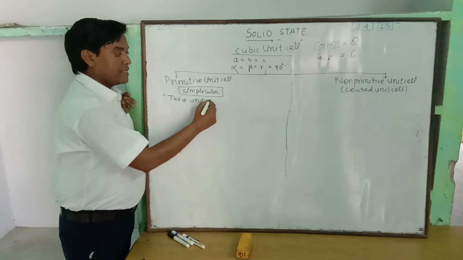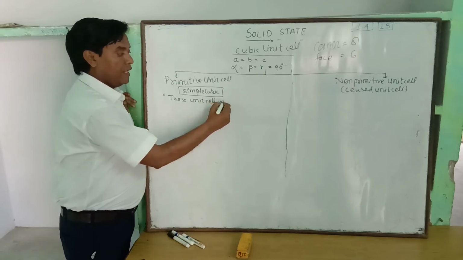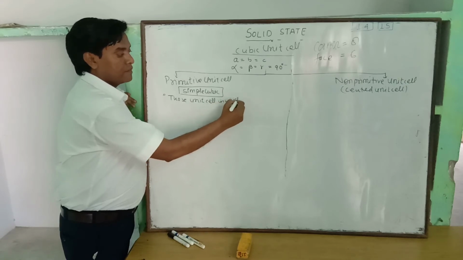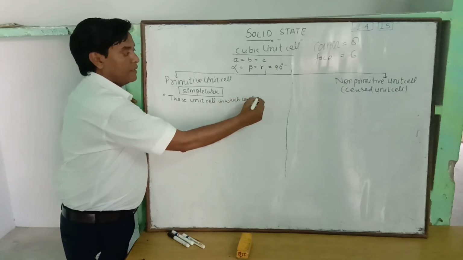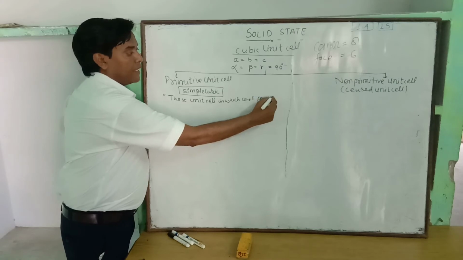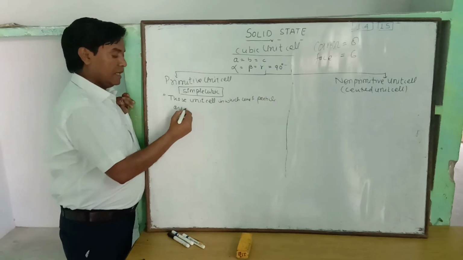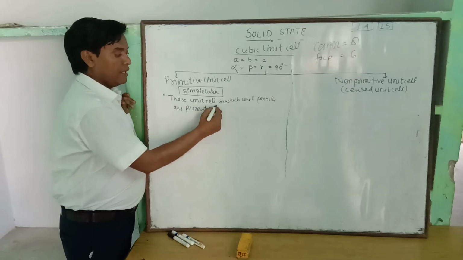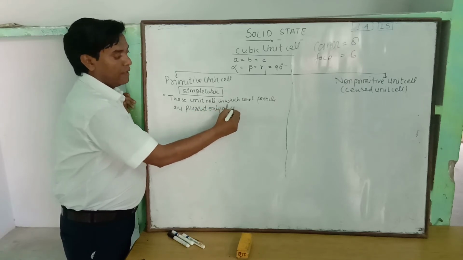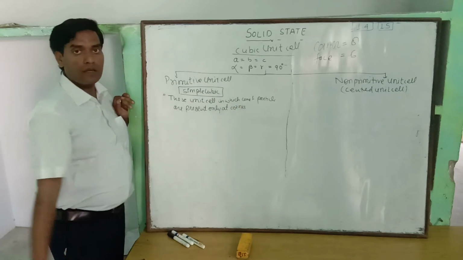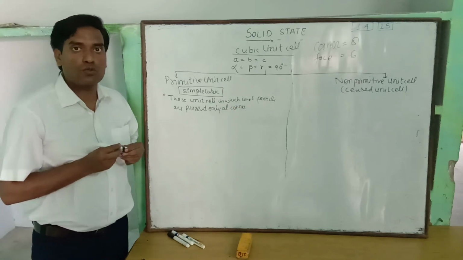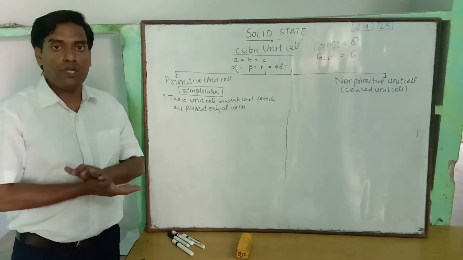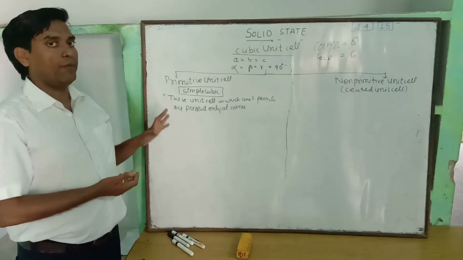Those unit cells in which constituent particles are present only at corners. Only at corners. So those unit cells in which constituent particles are present only at corners are known as primitive unit cells.